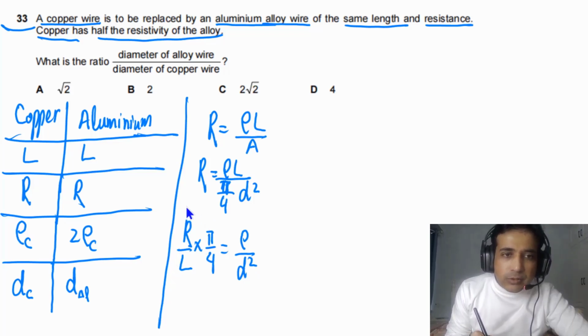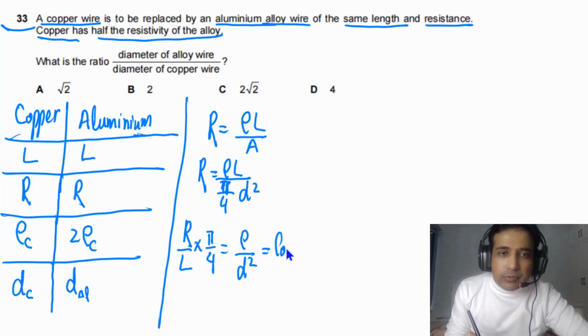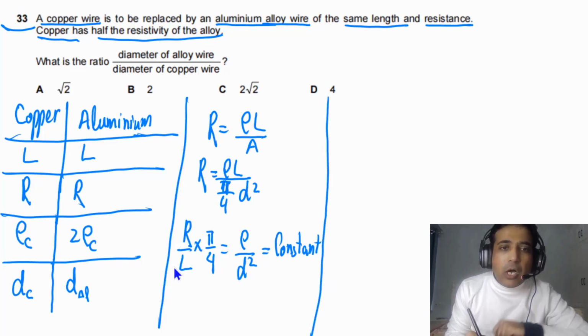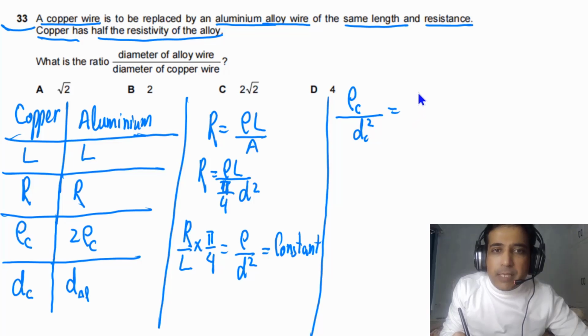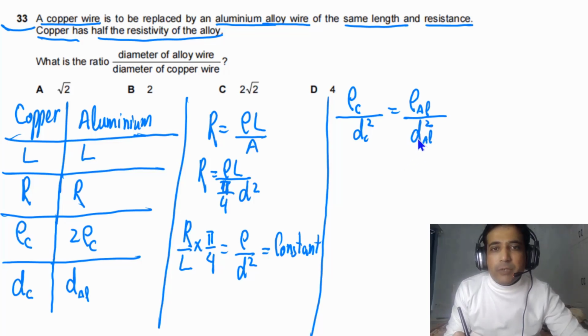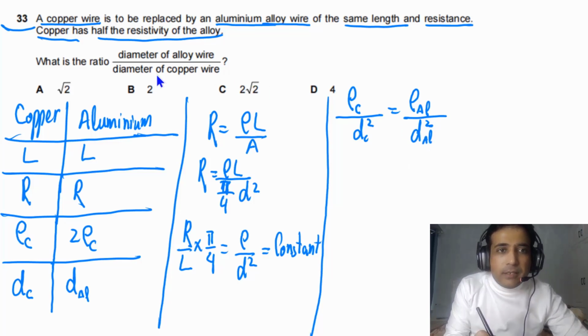So this side is constant, so we can say the ratio between resistivity and diameter squared for these two wires is constant. Now we will be using this one. So we have the resistivity of the copper wire divided by the diameter of the copper wire squared. This has to be equal to the resistivity of the aluminum wire divided by the diameter of the aluminum wire, square of this one. We need to find DAL divided by DC.